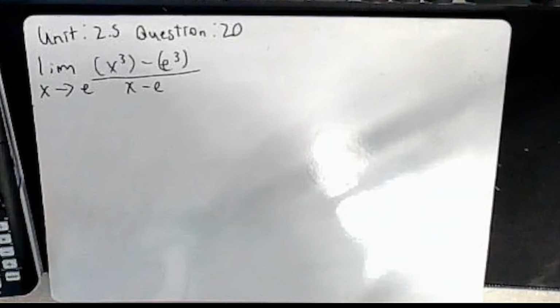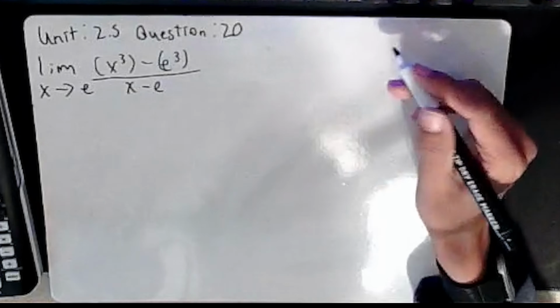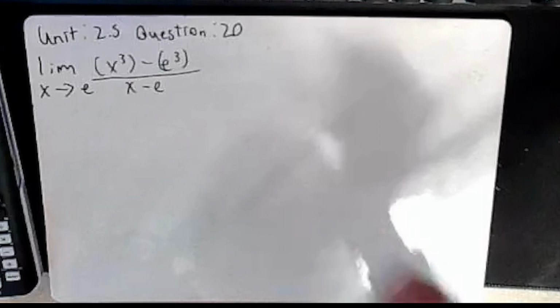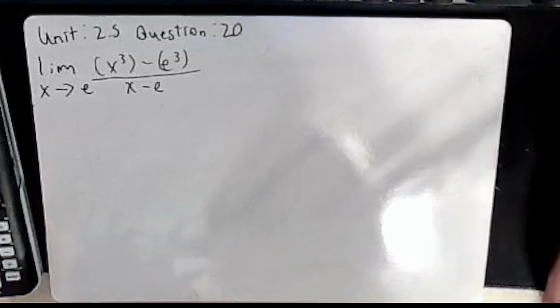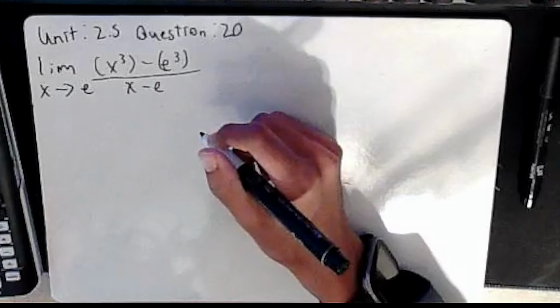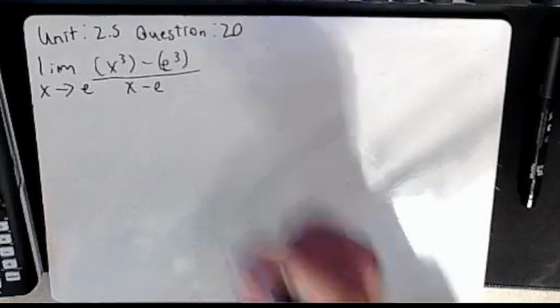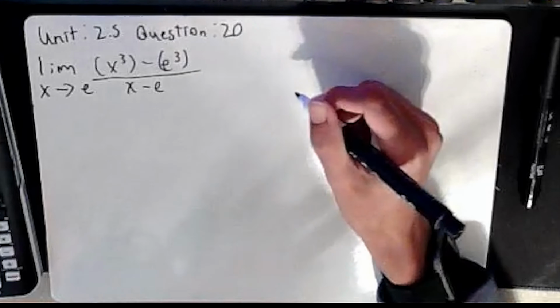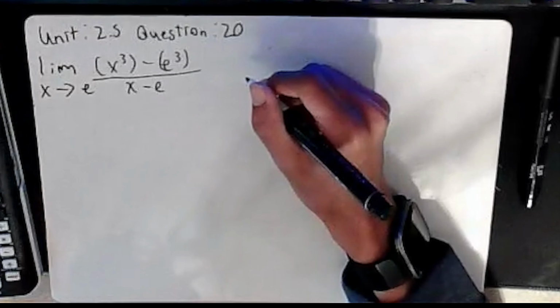Alright, this is Unit 2.5, question 20 from the test prep. It's the limit as x approaches e of x cubed minus e cubed over x minus e. So the first thing you need to know is there's two ways of doing this. You can either do it the more straightforward way, which is by doing the limit, or you can do derivatives, which I'm going to show you next. But first we're going to do it the more straightforward way.